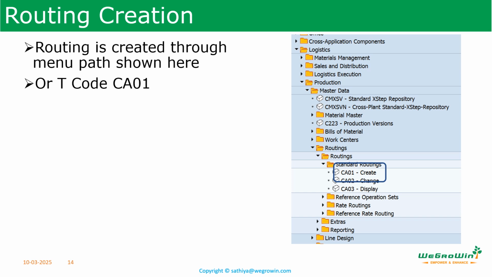Now for routing creation, the menu path is shown here: Production, Master Data, Routings, then CA01 Standard Routings. Here we are going to discuss only standard routings. We are not going to discuss the reference operation sets, the rate routings or other things. Those I ask you to practice by yourself. The T code to create the routing is CA01.